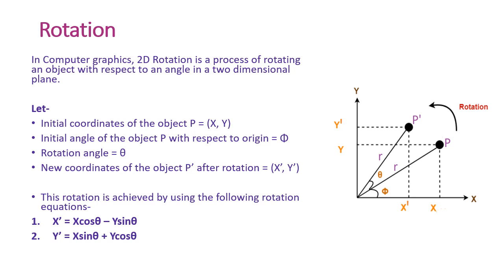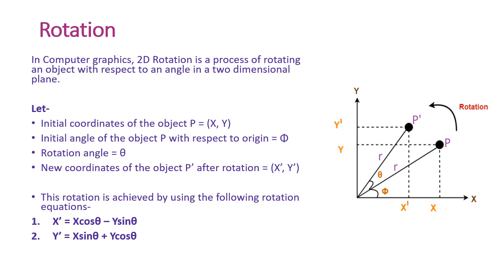Now we will discuss rotation transformation. In computer graphics, 2D rotation is a process of rotating an object with respect to an angle in a two-dimensional plane. So let's see the figure. Here we have one object called P. That object initially has its own coordinates, that is x, y, and it makes an angle with the origin, that is phi.